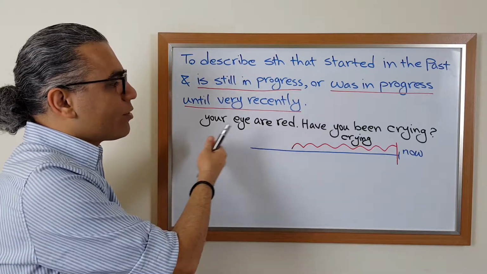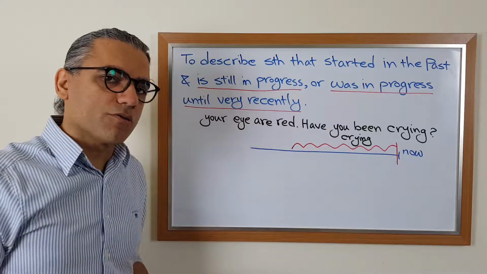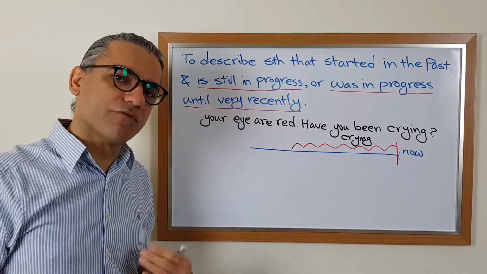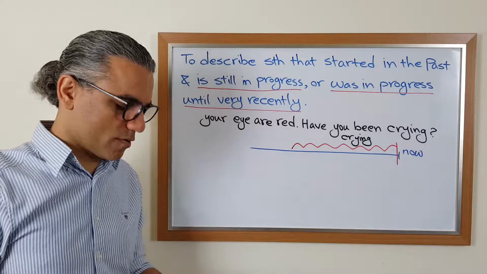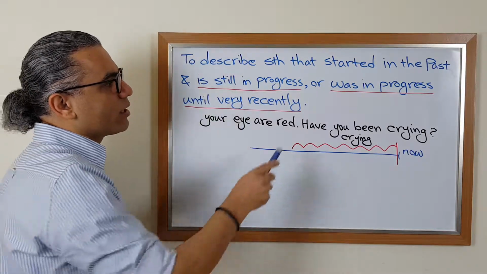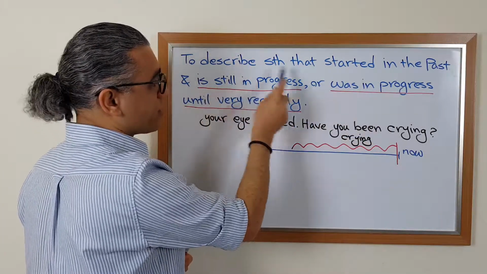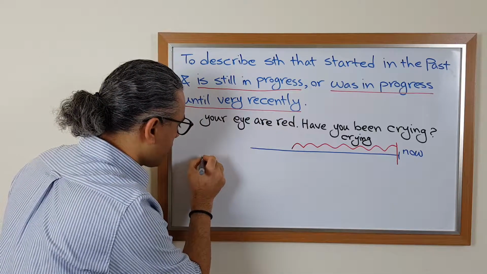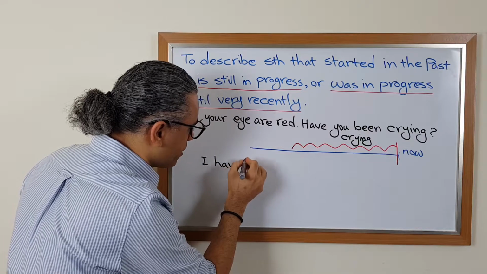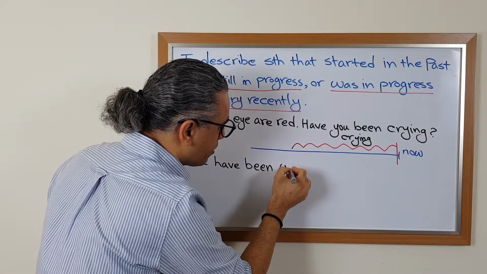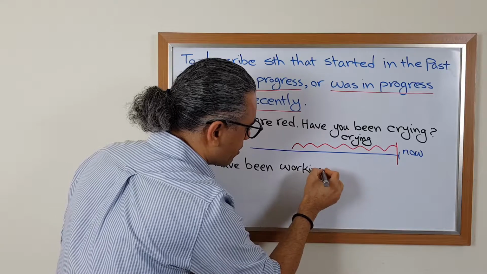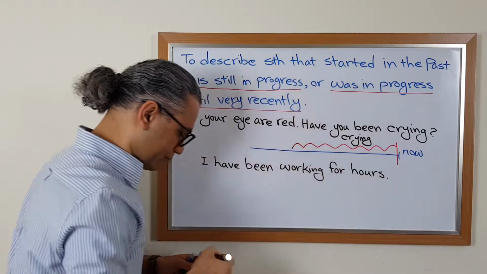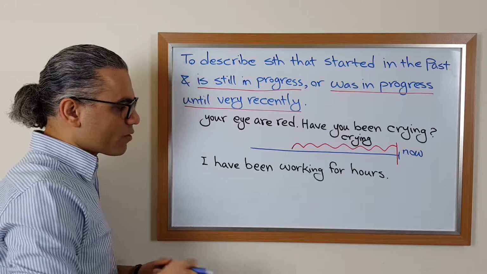So we say, for example, your eyes are red. Have you been crying? You could say, no, I have been peeling onions. Again, it ended a few minutes ago, but we can see the results. Another example for this one, for the first one, which is still in progress. We say, I have been working for hours. Now let me show you this one on a timeline.